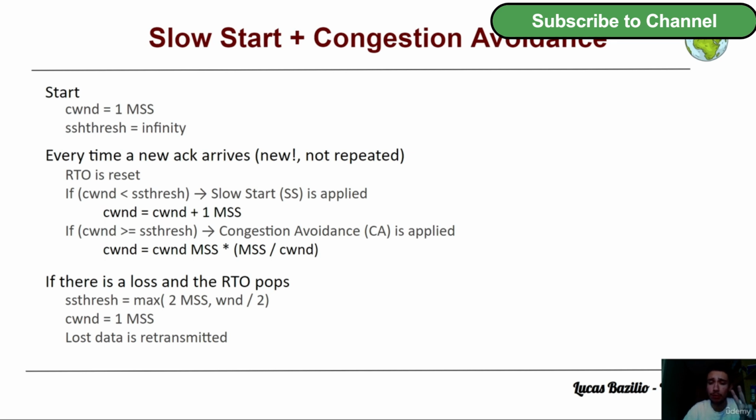Now remember that we have two phases. We have the slow start phase, where we keep incrementing the congestion window by one maximum segment size, and then we have the congestion avoidance, where we increment the congestion window by a given proportion. The most important part to remember from this algorithm, as we begin explaining this question D, is that whenever we have a retransmission, we set the congestion window to be equal to one maximum segment size.